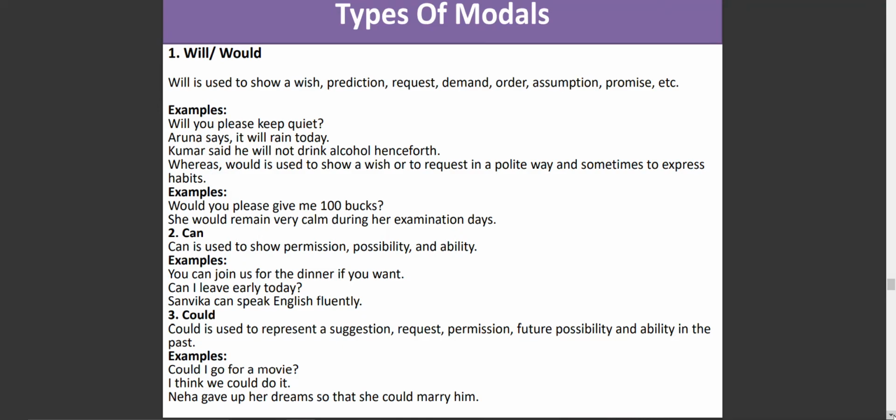Will is used to show a wish, prediction, request, demand, order, assumption, promise. Examples here: Will you please keep quiet? Aruna says it will rain today. Kumar said he will not drink alcohol henceforth.